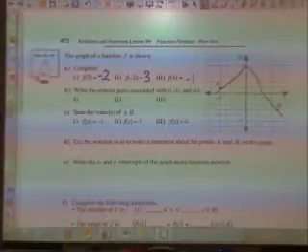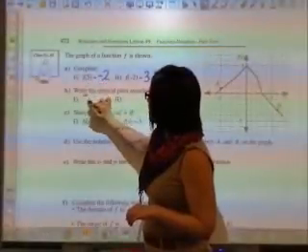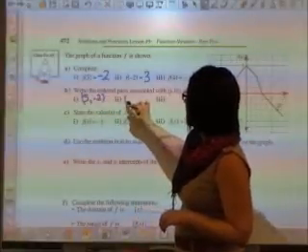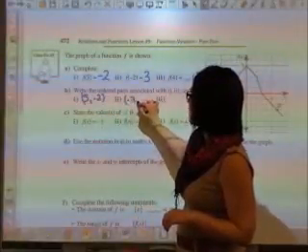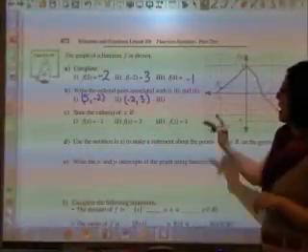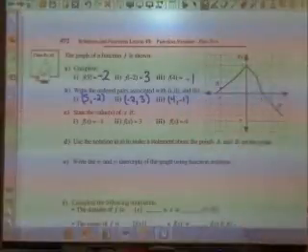Part B says write ordered pairs associated with each of these. X is equal to 5, y is equal to negative 2. X would equal negative 2, y would equal 3. X would equal 4, and y would equal negative 1. And those would be the 3 points that are on the equation.